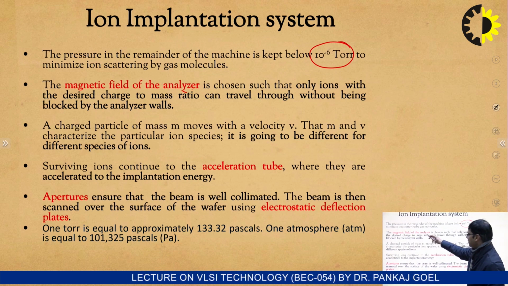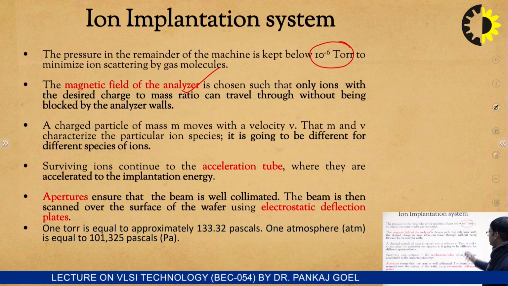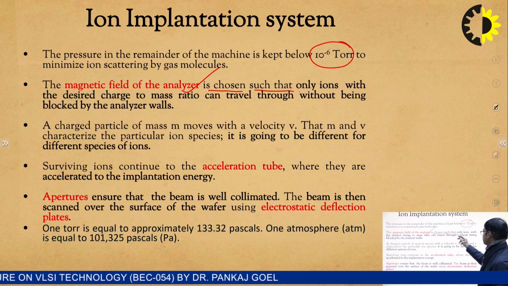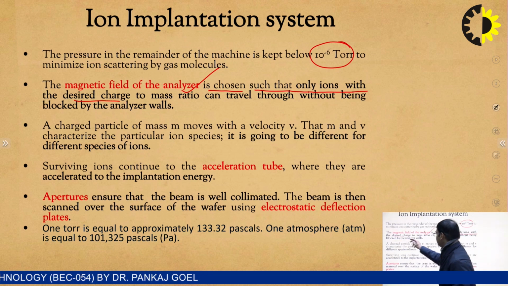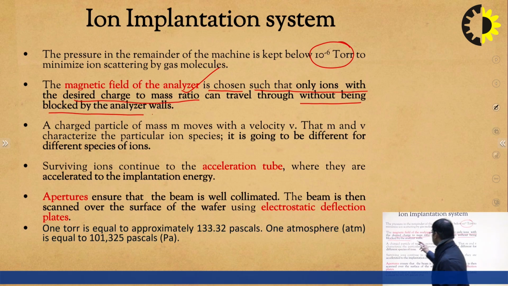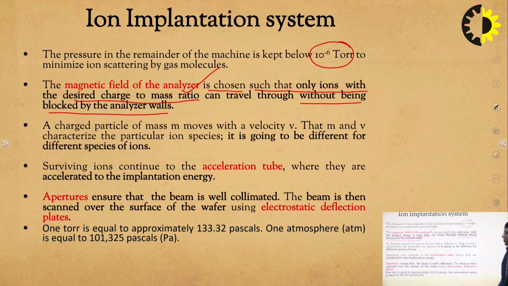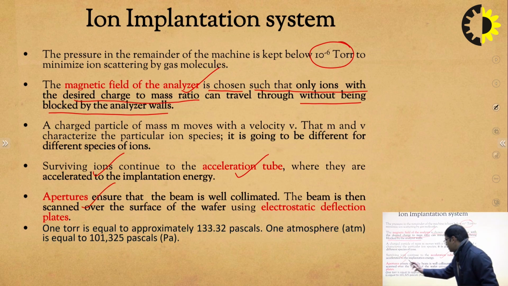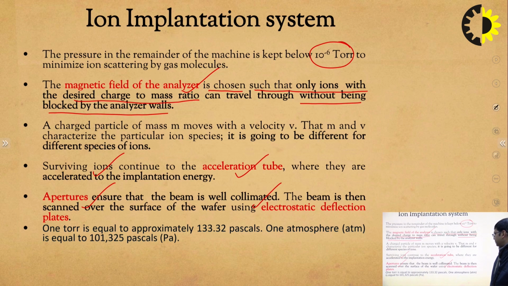And the magnetic field of the analyzer is chosen such that only the ions with the desired charge to mass ratio can travel without being blocked by the analyzer walls. Now, surviving ions continue to the acceleration tube. The aperture ensures that the beam is well collimated, and then we use the electrostatic deflection plates.